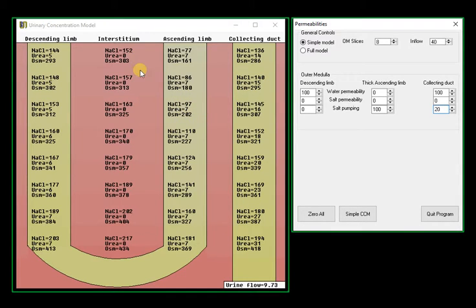And as you can see in the interstitium, there is an increasing osmolality as you go down slightly. There is also around a 200 millimolar difference at each level between the ascending limb and the interstitium. If you're struggling to see this, you would like to decrease the inflow and see what happens.